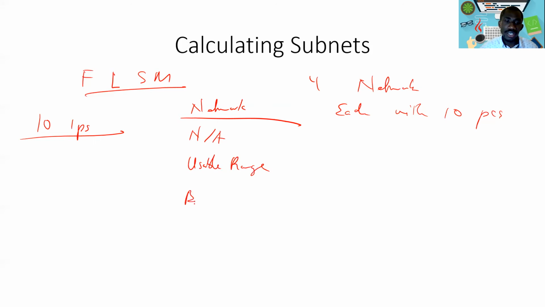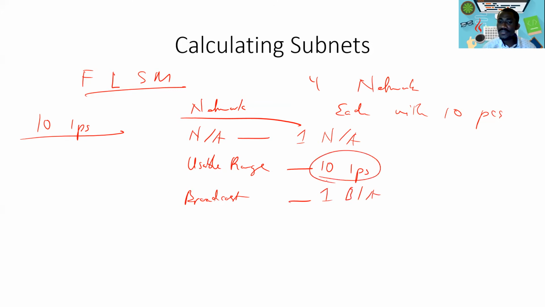And then we have the broadcast address. Now, the 10 PCs here will be the usable range. So we need 10 IP addresses for our usable range. And then we need one IP address for the network address, because every network should have one IP address that represents the network. And we also need one IP address for our broadcast. So even though we need 10 IP addresses for the PCs, we need one more for the network address and one more for the broadcast address. So technically we need 12 IP addresses.